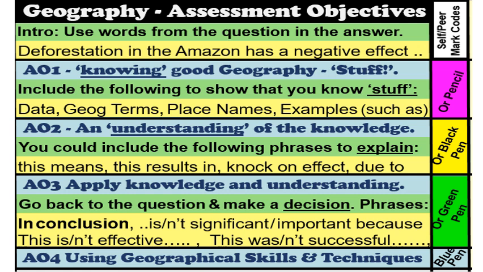Again, we saw this slide earlier in the video. This is your assessment objectives. If you're still unfamiliar with these, they can be found in your A to L to support you, but also pause at this point, be familiar with what each of them mean, and just to quickly recap. AO1 is your knowledge, so it's the knowing of the stuff, it's your data, your geographical terms, place names and examples. AO2 is an understanding of your knowledge, so this means that this results in a knock-on effect due to. And AO3 is making a decision with our understanding. So this is significant, this is important because.